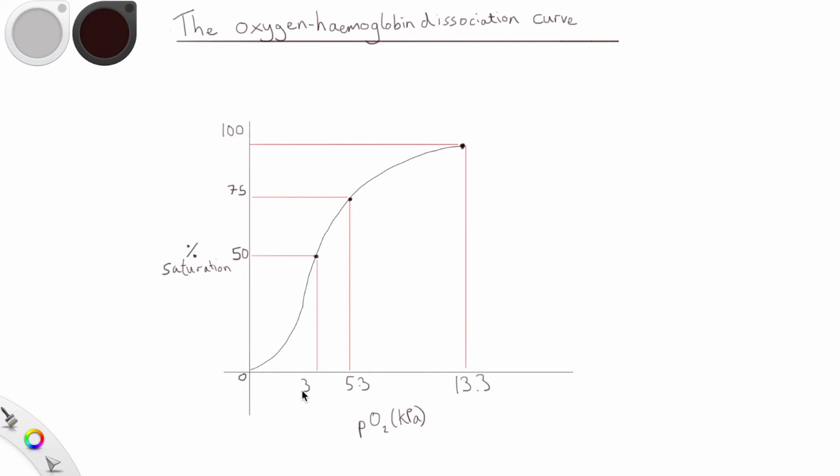P50 is 3.5. This is the PO2 at which hemoglobin is 50% saturated, and it is the conventional point used to compare the oxygen affinity of hemoglobin.